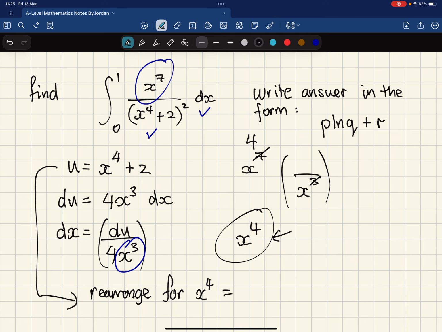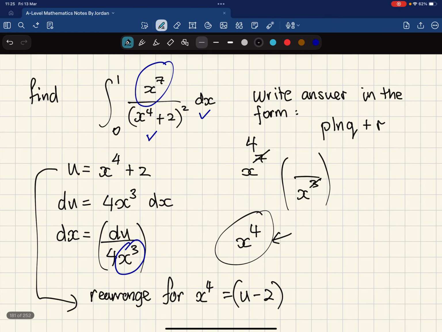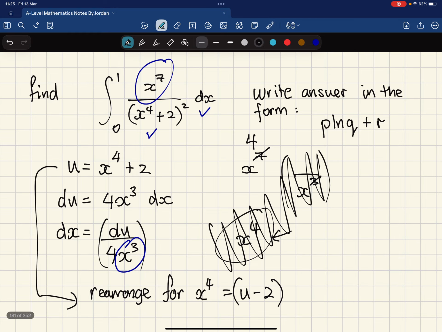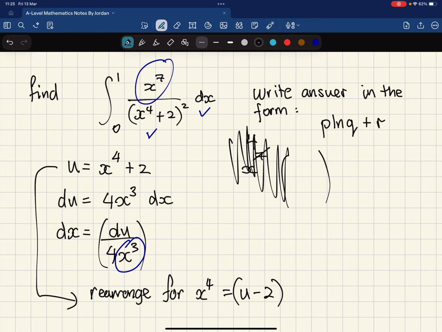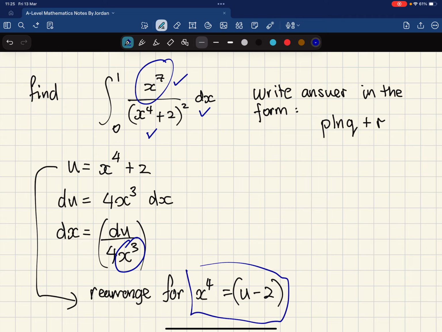So if I take 2 away from both sides, that gives x to the power of 4 is u minus 2. Just rub that out since I'm not really bothered about that anymore. And that means I'm happy with this because I have something that I can substitute for that.